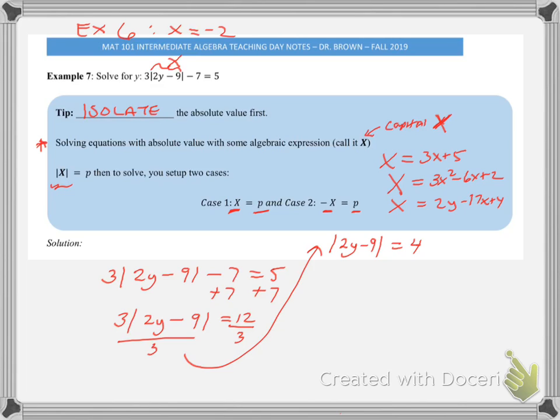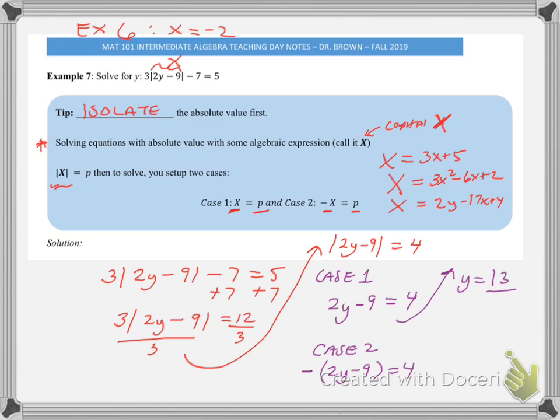Okay. And so now we have our two cases. And so we have case 1, where 2y minus 9 equals 4. And then case 2, where negative (2y minus 9) equals 4. Okay. And now you can solve these from here. I won't bore you with that, but over here we see, what will we get? I think y, and of course you can correct me, not now, but in class, y is 13/2 for this one.